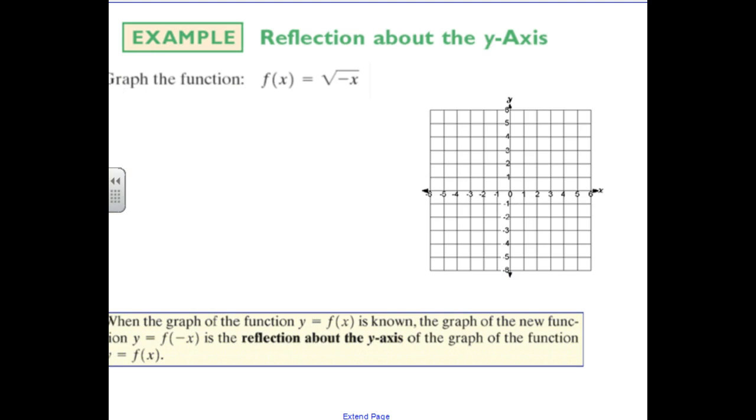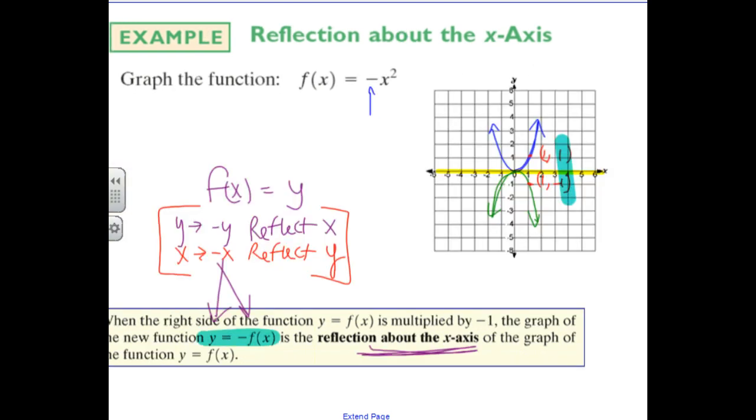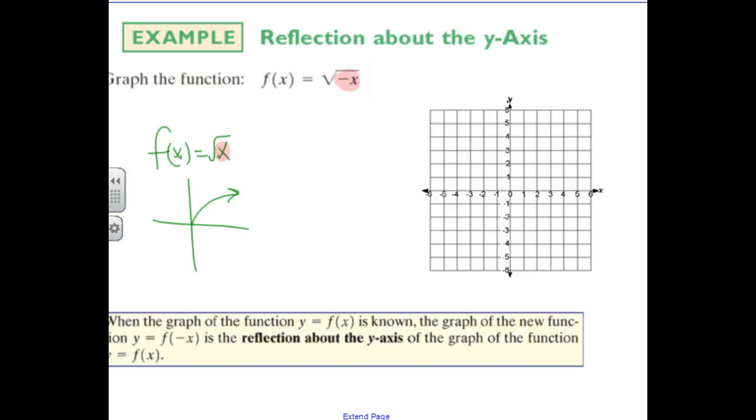Hey, what happens if you replace x, because the original function is the square root of x. So this is what the square root function looks like. What happens if you replace x with negative x? Well, we just said, if you replace x with negative x, that reflects about the y-axis. So instead of heading off to the right, this is going to reflect about the y-axis, and it's going to head off this direction. So I'll draw that in.